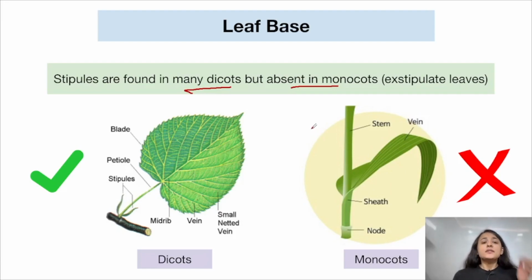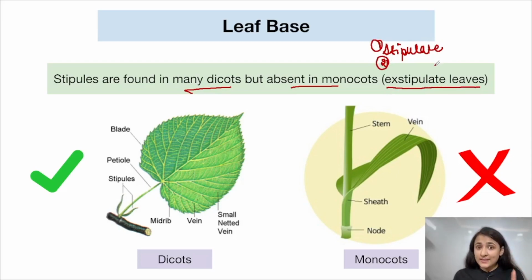in monocots. So whenever the leaves in which stipules are present, those leaves are known as stipulate leaves. The leaves having stipules are known as stipulate leaves, and the leaves lacking stipules are known as exstipulate leaves. Okay, so there are two kinds of leaves based on the presence or absence of stipules. Number one, stipulate leaves which have the stipules, and number two, exstipulate leaves which lack stipules. So in dicots, many dicot stipules are present, yes, and in monocot stipules are absent.